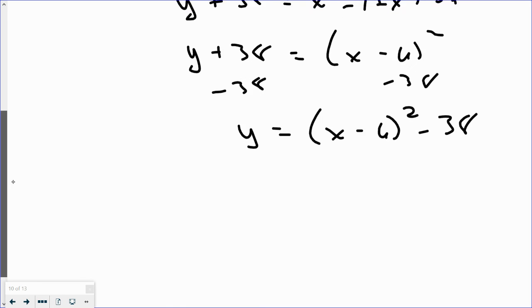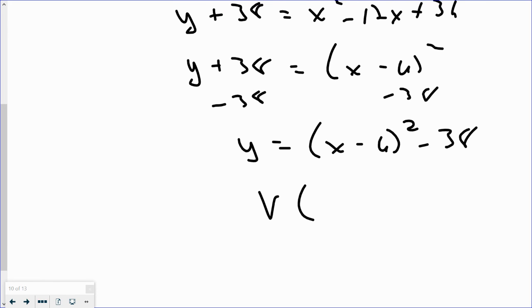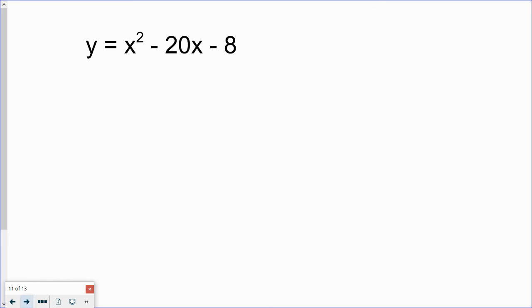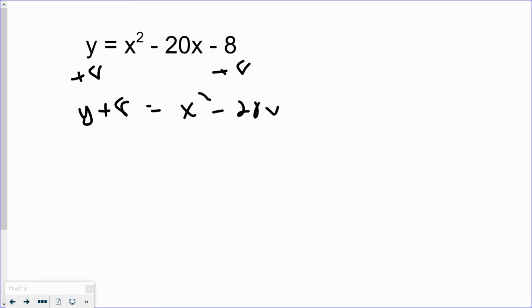Now I have it in vertex form. The vertex is at 6, -38. It opens up in its normal growth. Works out pretty well. For this one, let's add the 8 to both sides. Let's take half of 20 and square it. So let's add 100.